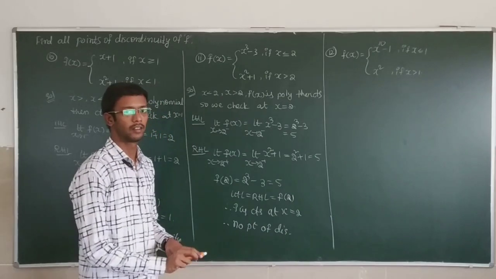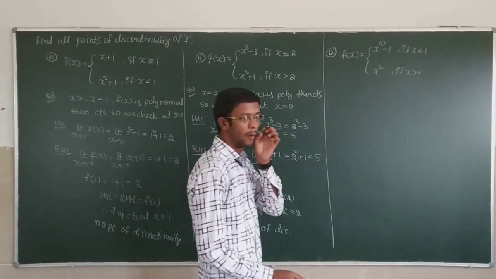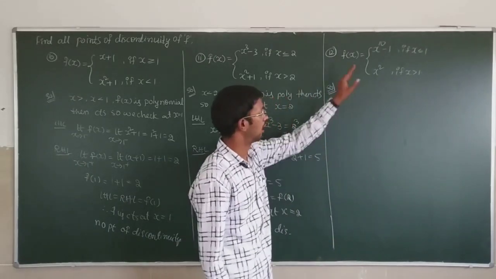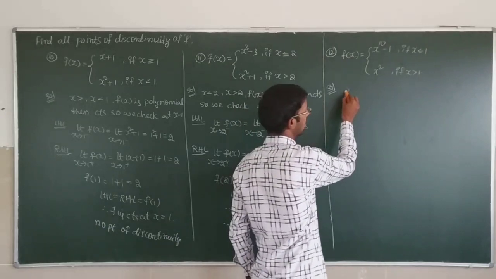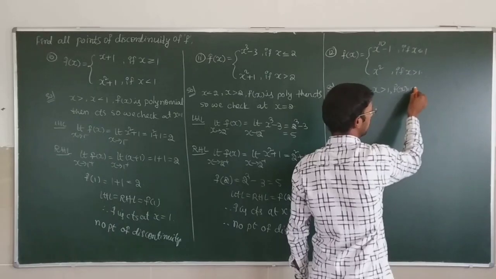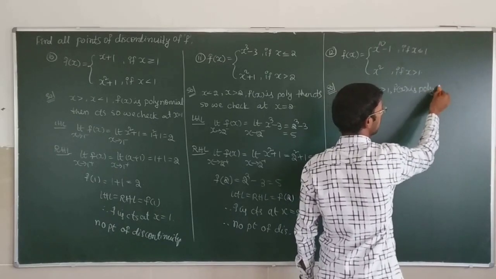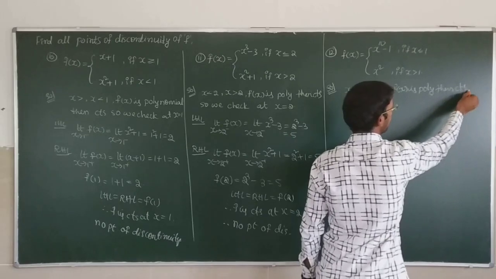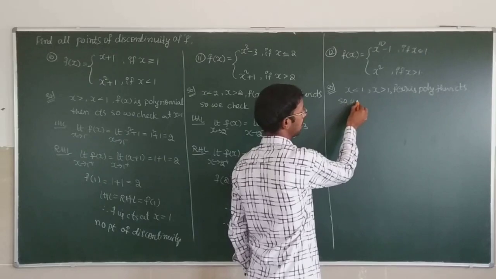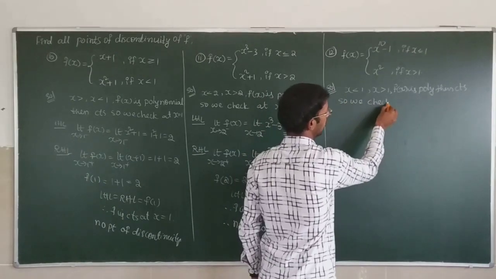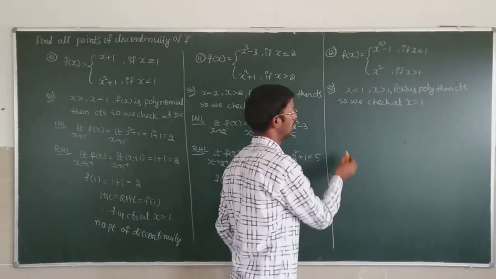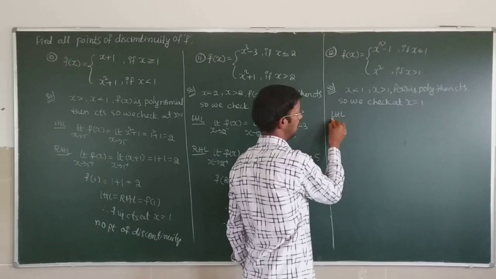No point of discontinuity. Next, problem number 12. Same. x is less than 1, x is greater than 1, f of x is a polynomial, then continuous. So we check at x is equal to 1. LHL you have to find first.